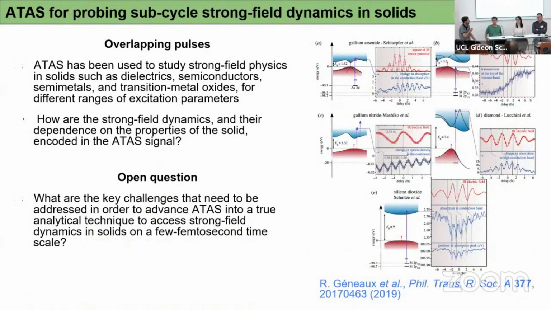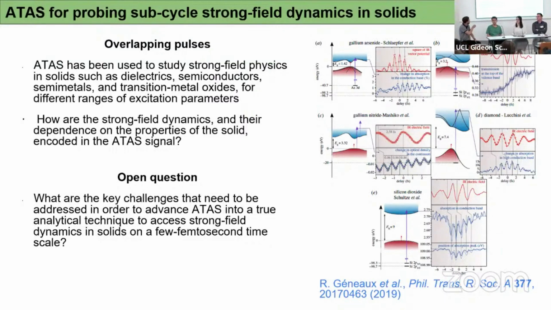This is not the only case. Attas has been used to look at different systems and different solids, from dielectrics, semiconductors, semi-metals, to transition metal oxides. This is from a review paper from the group of Steve Leone. It shows some examples of systems that have been looked at with Attas, also in different regimes of excitation. And I personally think that you can learn a lot with Attas in solids. Attas has been used for a long time in atoms and molecules. Also, the manipulation of the line shape has been recognized as a very powerful tool to learn about strong field dynamics in gases.